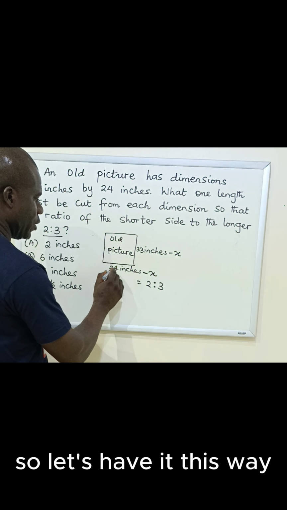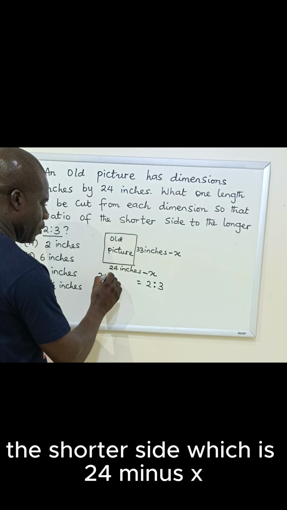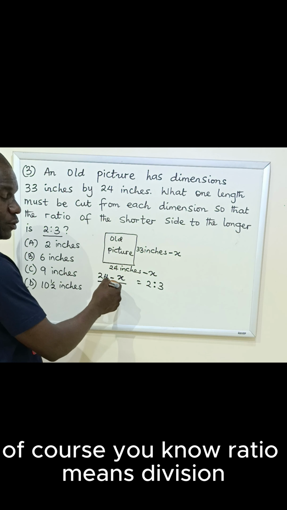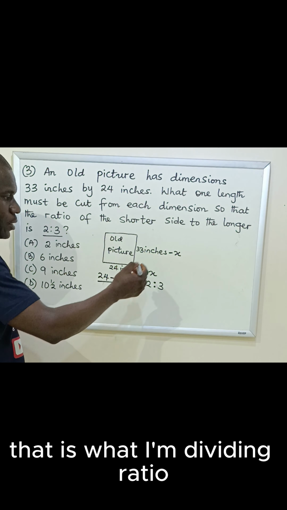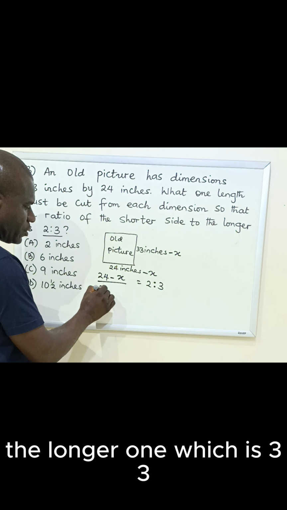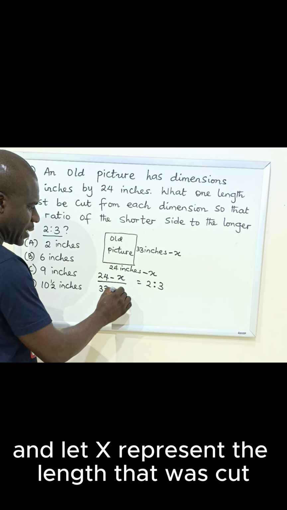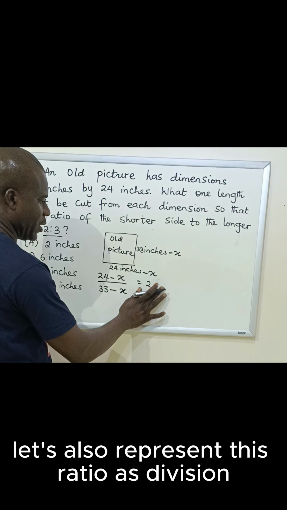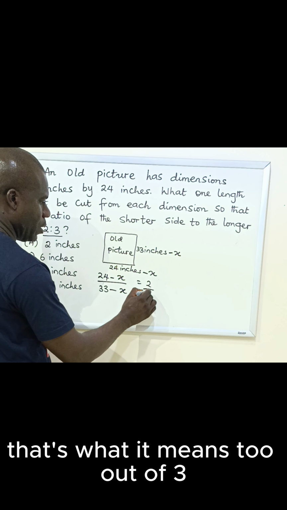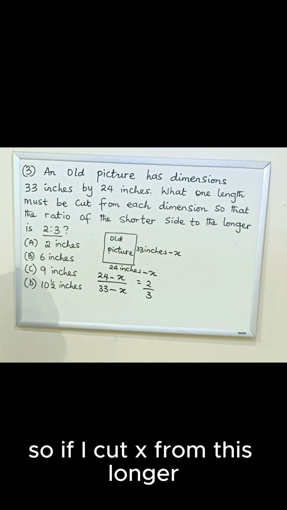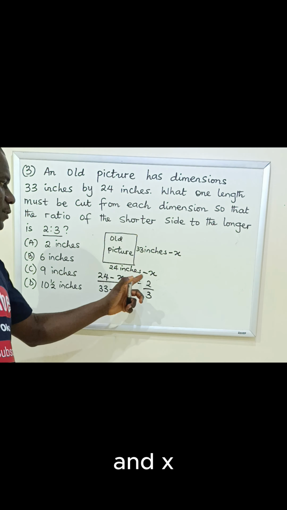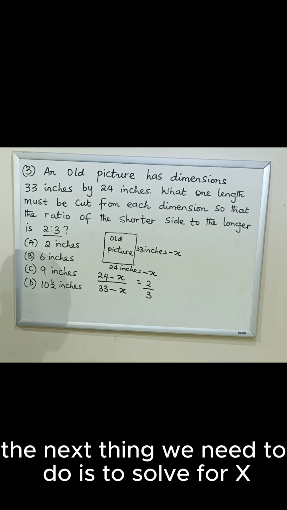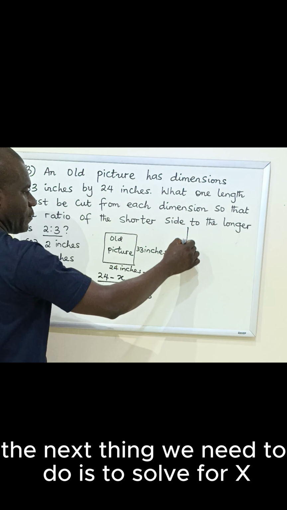So let's have it this way. The shorter side, which is 24 minus x, remove x from each. Of course, you know ratio means division, that is why I'm dividing. The longer one is 33 minus x, where x represents the length that was cut. Let's also represent this ratio as division, 2/3. So if I cut x from the longer and x from the shorter, it's going to give me the ratio 2:3. The next thing we need to do is solve for x.